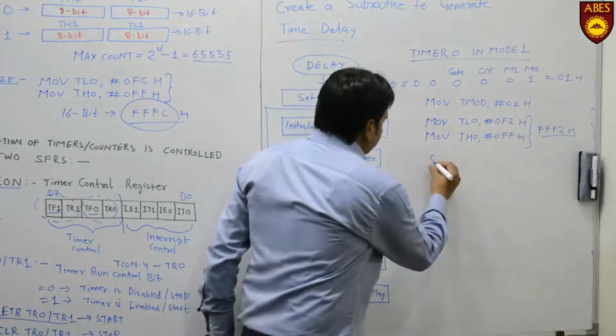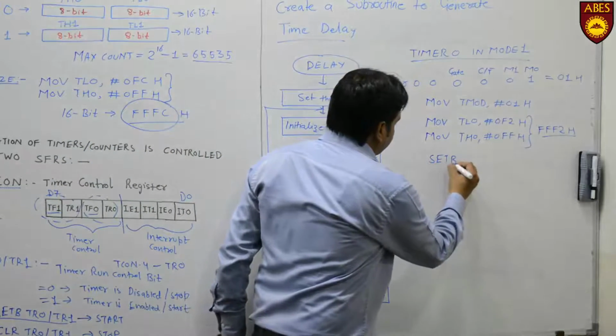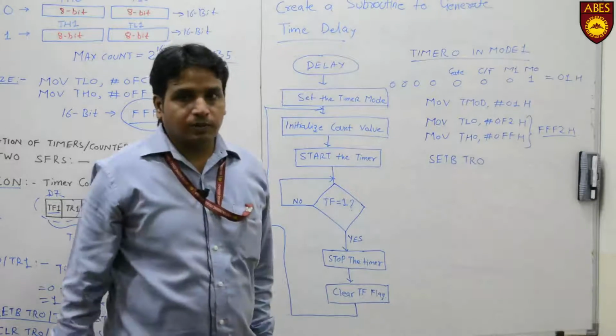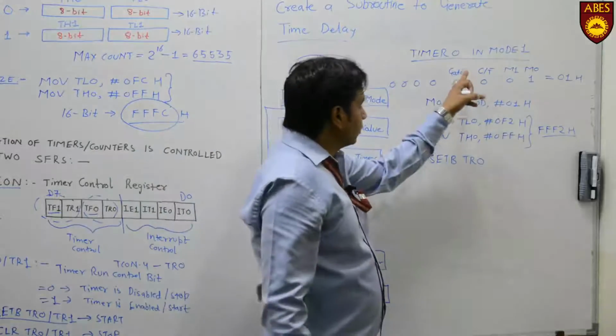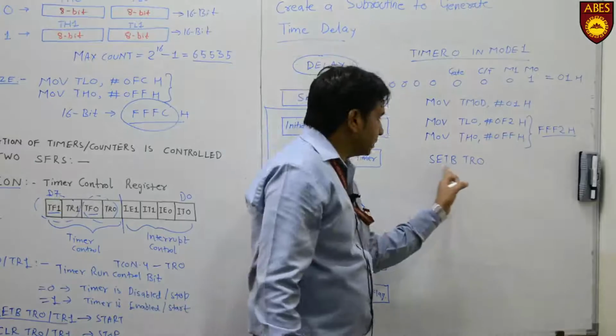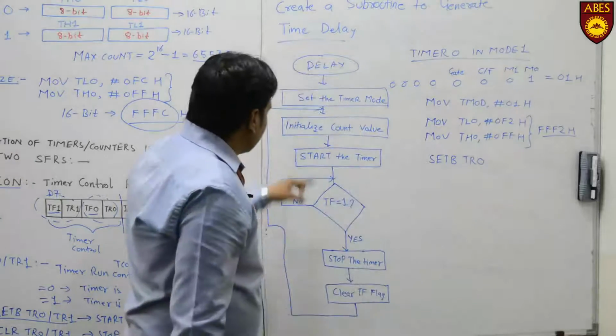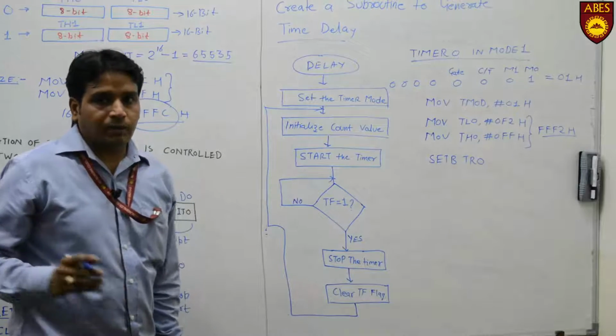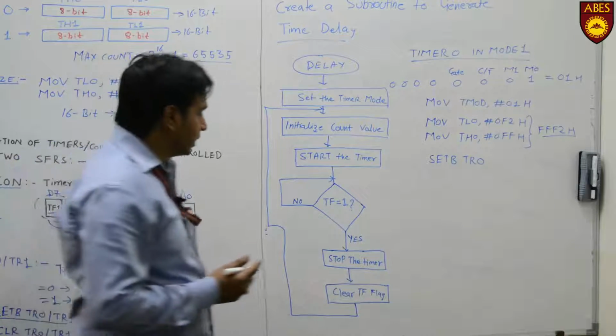Then after loading the count value in the timer registers, we will start the timer. We can do this with the help of the instruction SETB TR0. I am writing TR0 because we have decided to use timer 0. In case I want to use timer 1, then I have to write the instruction SETB TR1. After starting, the timer counts in the upward direction, and we have to continuously monitor the value of the TF bit.